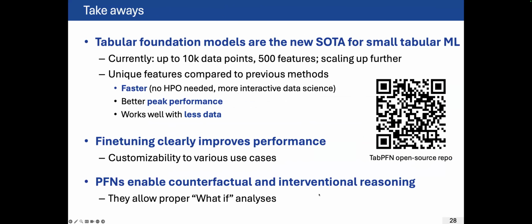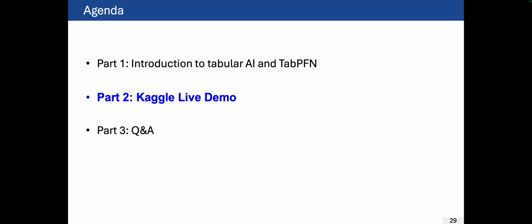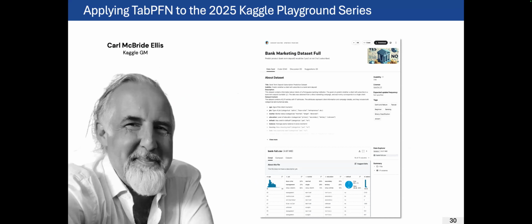And with that, here are the takeaways. So tabular foundation models are really the new state of the art for small tabular ML. They're faster than previous methods, have better peak performance, and work well with less data. You can do fine-tuning, can do other foundation model capabilities, and they allow you cool new stuff like counterfactual reasoning, interventional reasoning, etc. We have open source, and with that, next up would be the Kaggle live demo, and in the end, we'll take questions for both Carl and me. So without further ado, over to Carl.